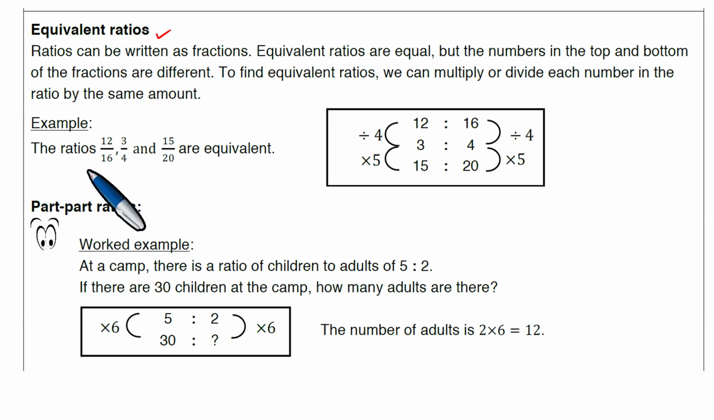An example: the ratios 12 out of 16, 3 out of 4, and 15 out of 20 are equivalent. How do you see that? Whenever we divide 12 by 4, we get 3. Also, if you divide the bottom, 16, by 4, you get 4. Now to move from 3 to 15, multiply by 5, and multiplying 4 by 5, you get 20.